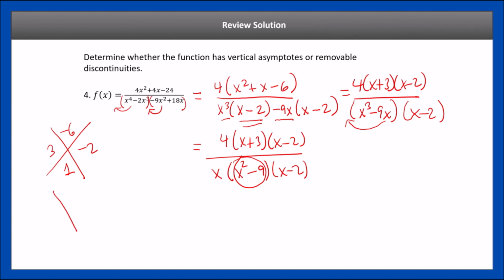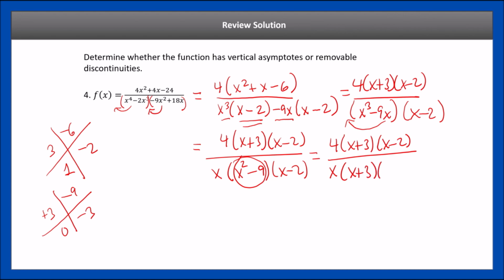In other words, if you were to do the table here, it would be negative 9 and 0, which would be positive 3 and negative 3. All right, so 4 times x plus 3 times x minus 2 over x times x plus 3 times x minus 3 times x minus 2. All right, there's a lot of factoring in this one.